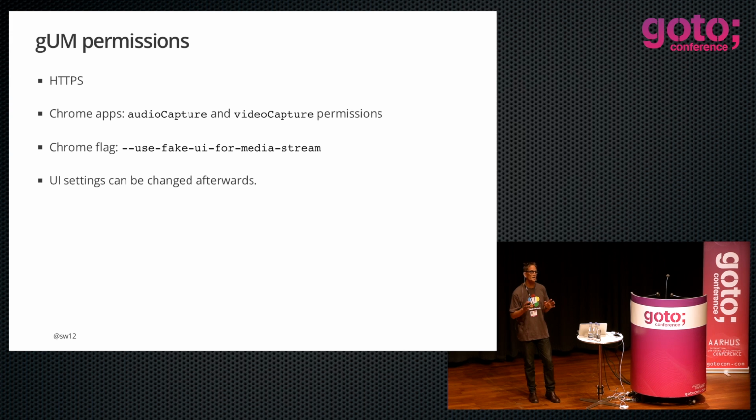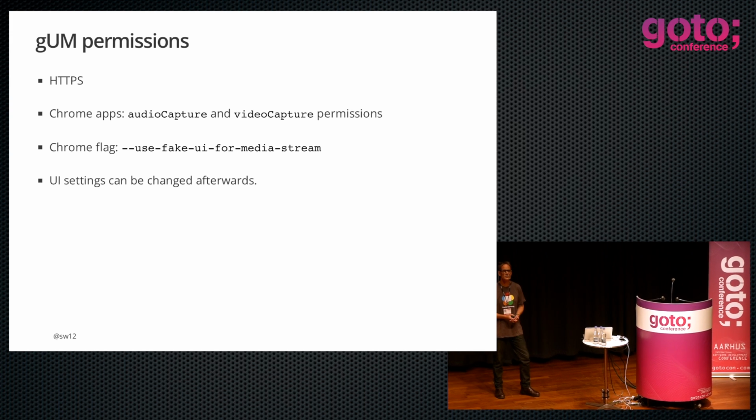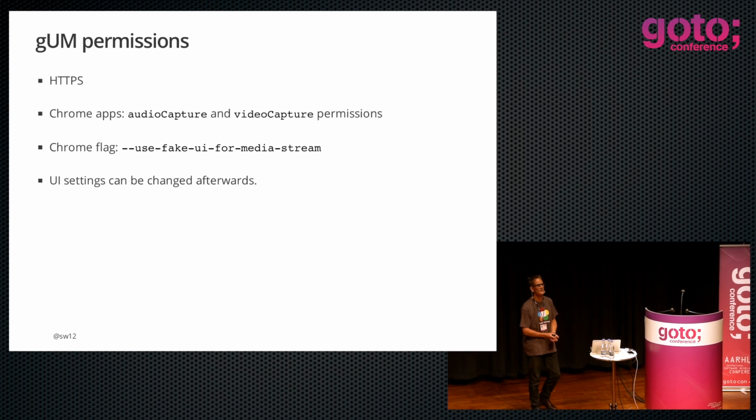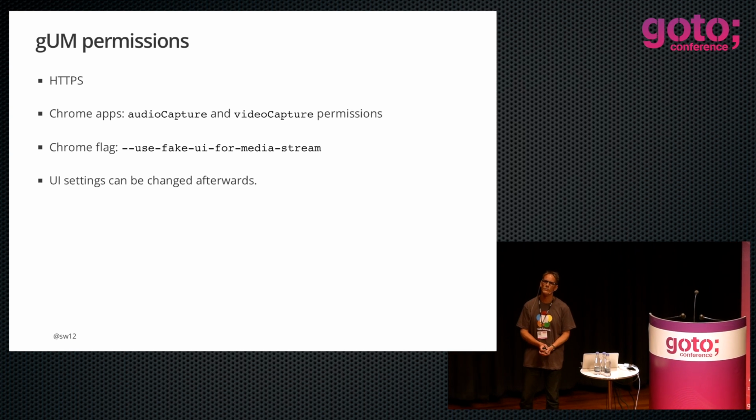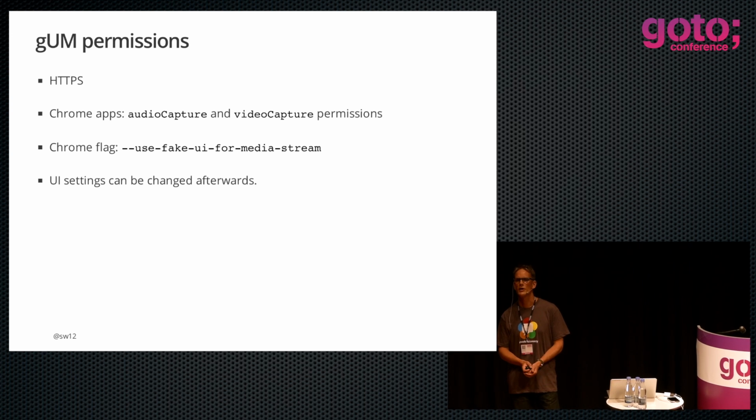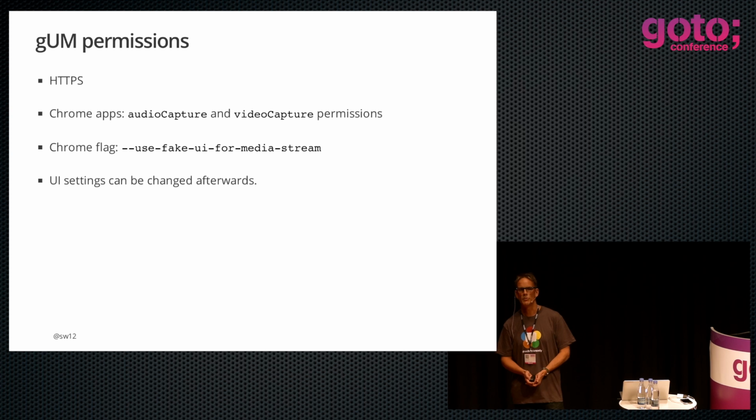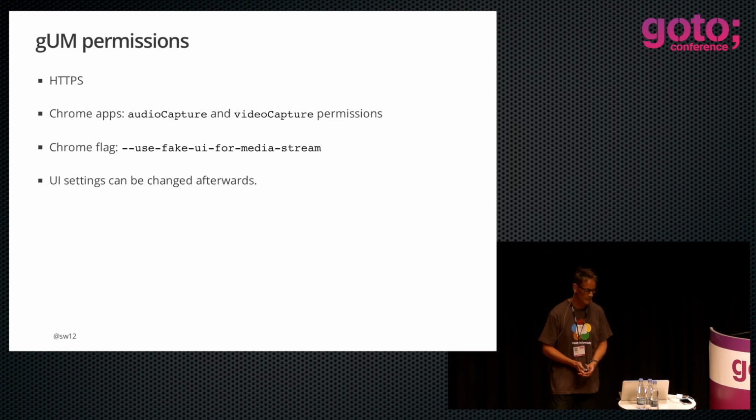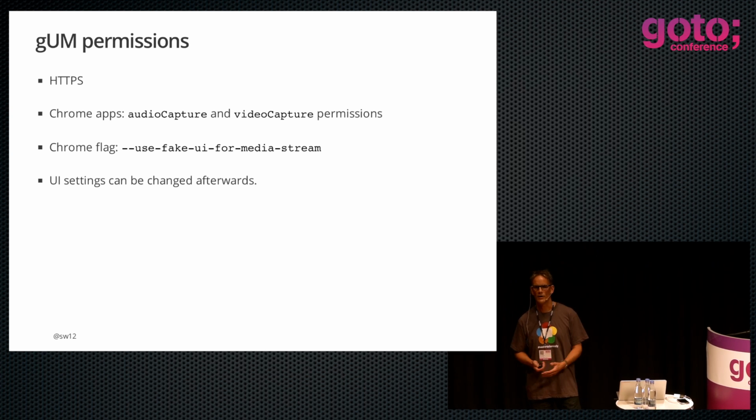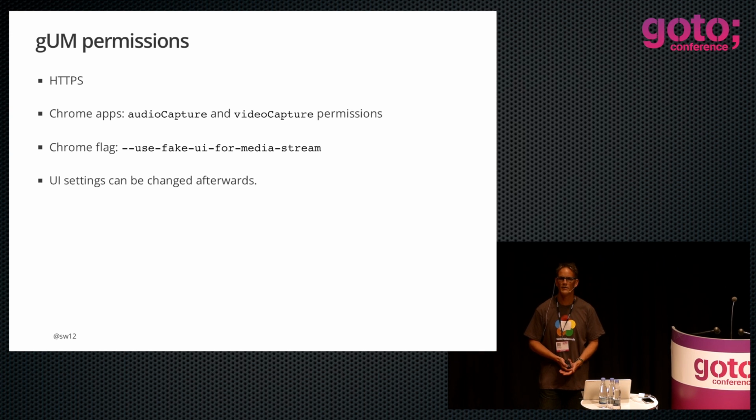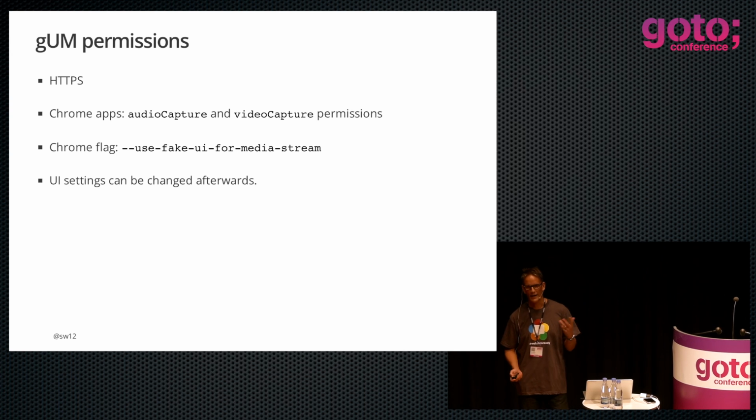Something that is potentially really useful for testing is that you can run Chrome with a flag so that no permission is ever asked. Obviously, this is useful for unit testing situations where it's going to be difficult to have permission accepted. So it still enables you to run getUserMedia without having to OK that each time. And the UI gives the ability to change settings afterwards.